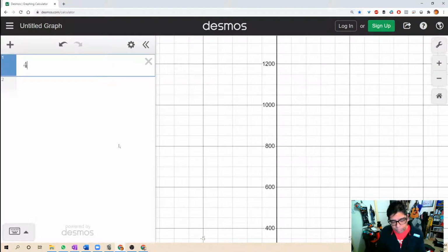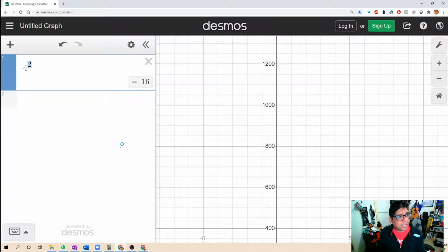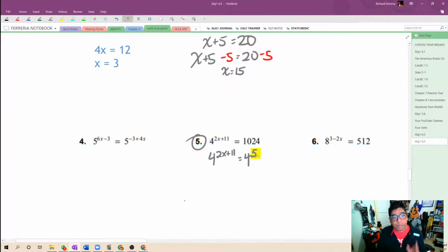So let's see. What's 4 to the second power? Okay, that's only 16. I need to get to 1024. So maybe a fourth power? Nope. 6th power? All right, that seems too big, right? I only needed to get to 1000, and now I'm at 4000. So maybe to the 5th power. Okay, that works. 4 to the 5th power is equal to 1024. Guess and check. So 4 to the 2x plus 11 is equal to 4 to the 5th power.